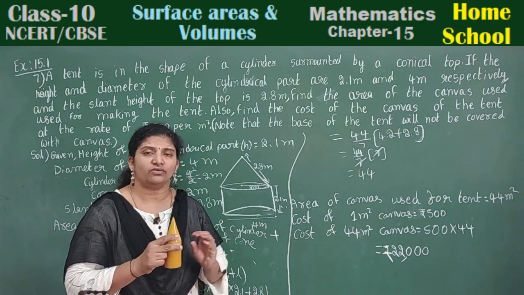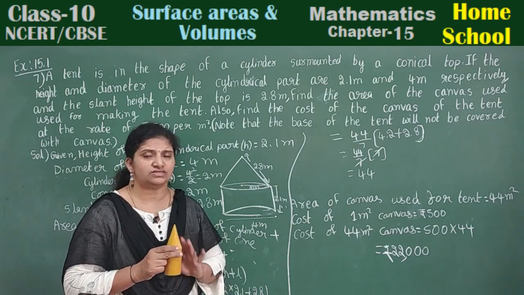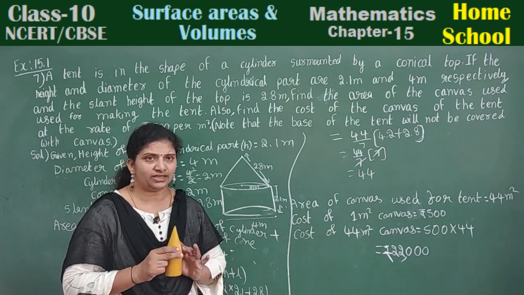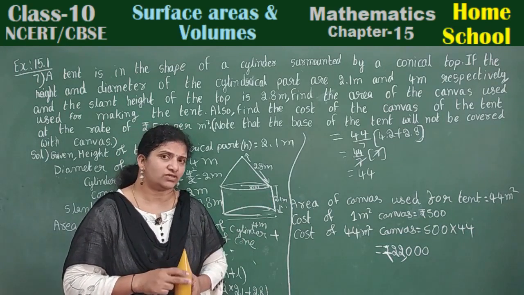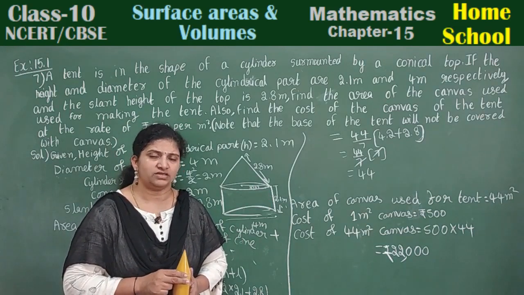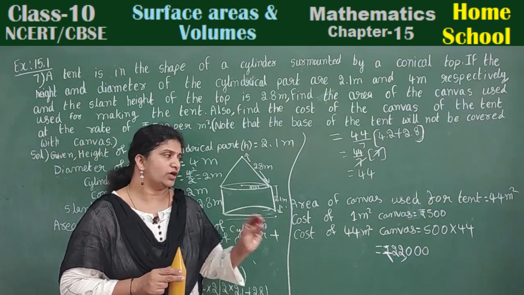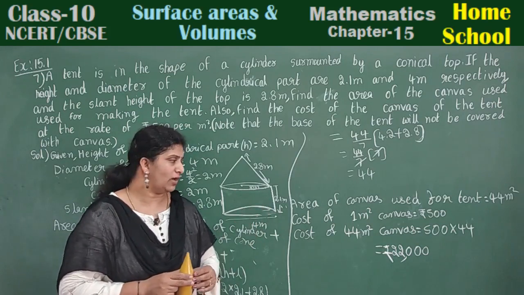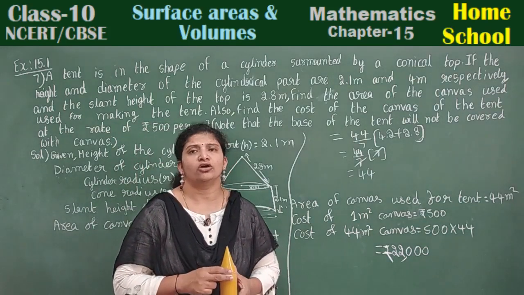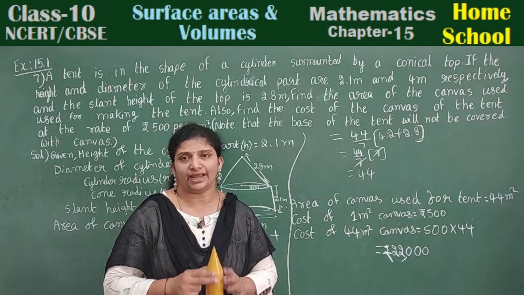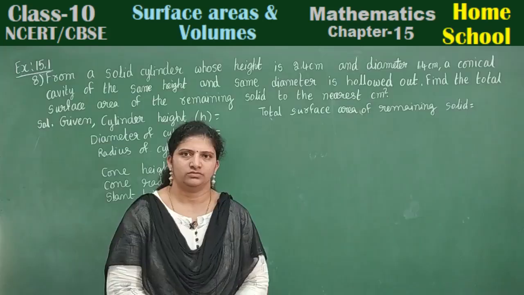Area we got, then what is the cost to stitch canvas for this tent? Total area of the tent is 44 square meter. Then each meter square canvas cost is 500 rupees. Then 44 meter square canvas cost means 44 into 500 will give you the answer. That is 22,000 rupees. Therefore, the cost of the canvas for the tent is 22,000 rupees.